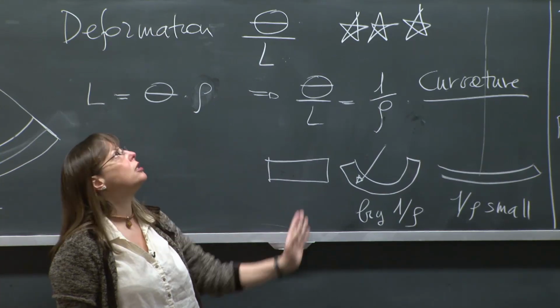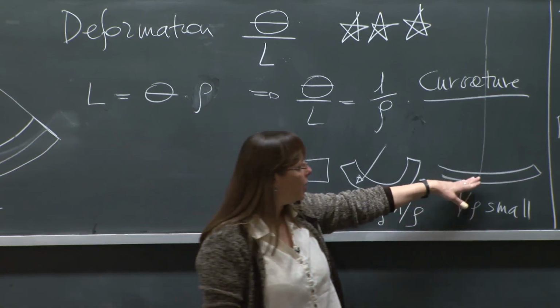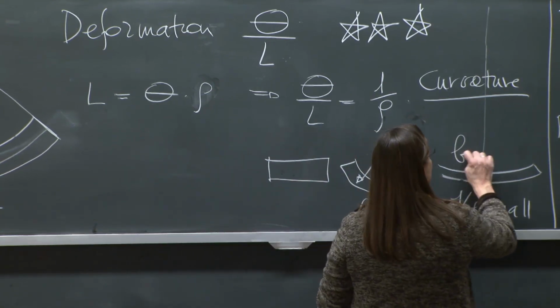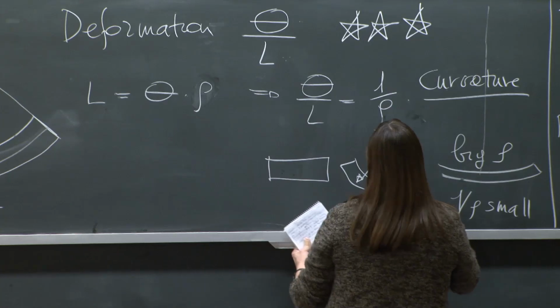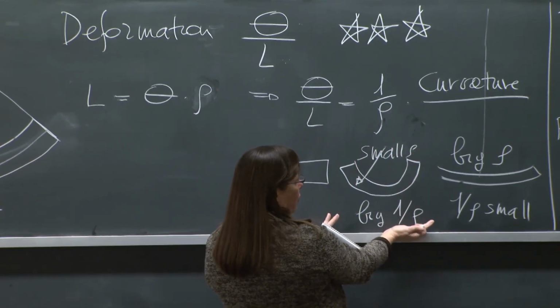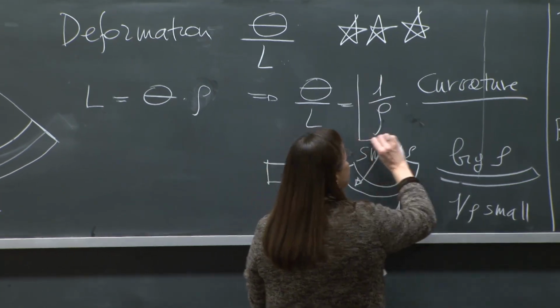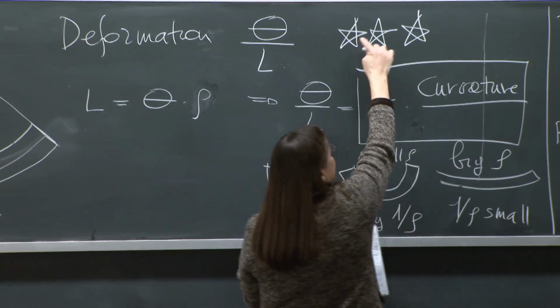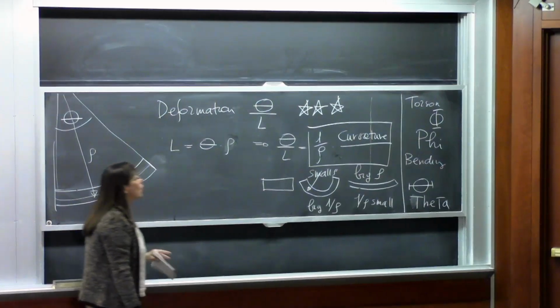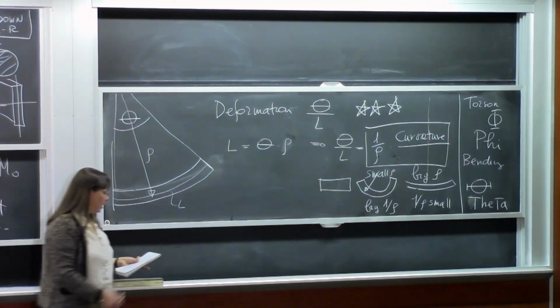The radius is ginormous, right? This one is a big radius. This is a big rho. This is a small rho, but big curvature; big radius, small curvature. And so this thing here is our star of the game, the measure of deformation, 1 over rho, the curvature of the beam. Okay?